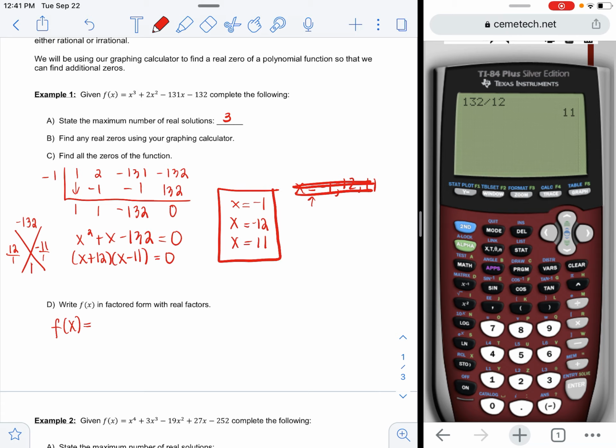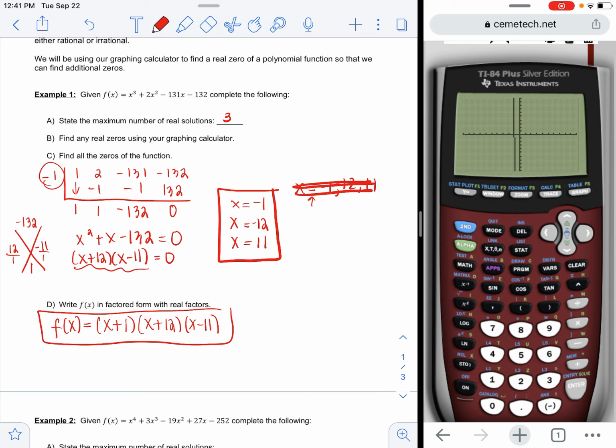Okay, write in factored form, f of x equals. All right, so remember, -1 is a 0, so that means x plus 1 is a factor. And then here are my other two factors, x plus 12 and x minus 11. And there's my f of x in factored form with real factors. Okay, so as you can see, it's pretty simple, right?